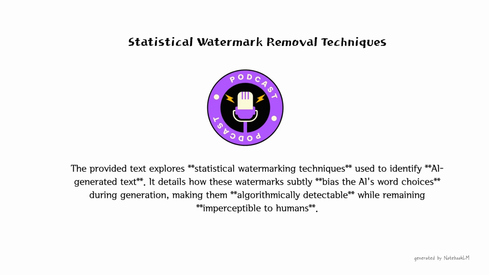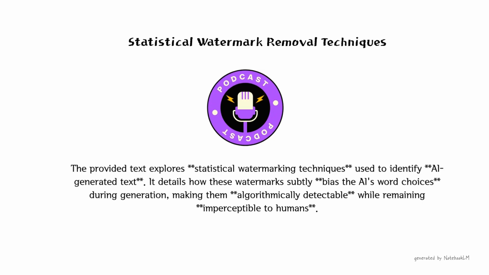Okay, let's unpack this. We're seeing this explosion of AI-generated text everywhere. It's pretty amazing, right? It really is. But it brings up that big question. How do you actually know if you're reading something from a person or a machine? Exactly. And that's where watermarking comes into the picture.